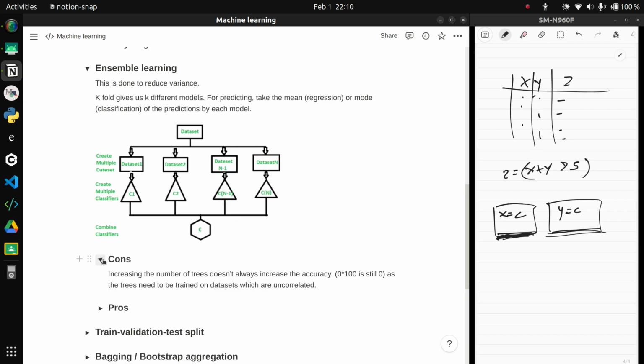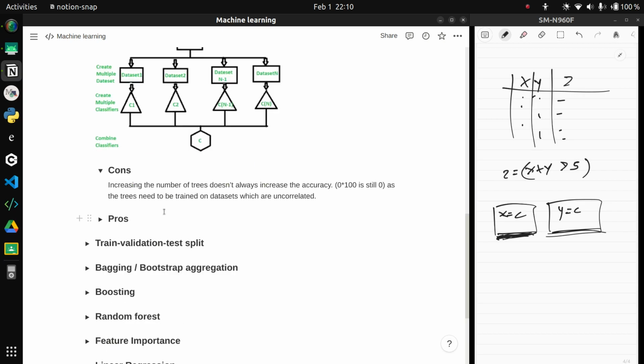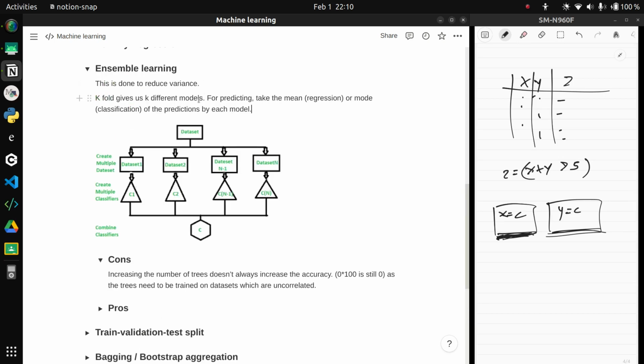So first let's go to the cons. Increasing the number of trees doesn't always increase the accuracy. By the way, why is this done? This is done to reduce the variance. I told you, decision trees overfit very easily, so we want to reduce the variance, and that's why this is done. It's basically capturing all sorts of different relations, so that if the decision trees do overfit, we'll have some sort of an average, and that will hopefully generalize, right?